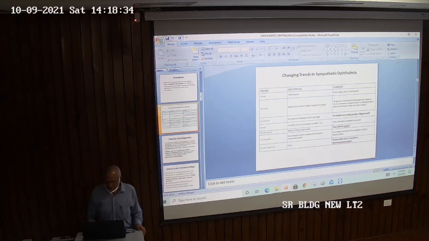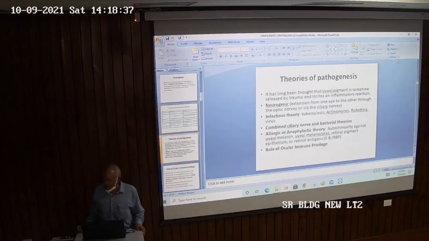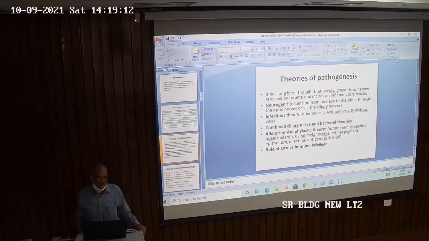That is important, so we can compare this. Regarding theories, once this comes, we can ask what the etiopathogenesis is and why it occurs. It has long been thought that uveal pigment is somehow released by trauma and incites an inflammatory reaction. This is the widely accepted theory. Suppose the injury is a gunshot or other trauma, and the dangerous area is the ciliary body. When the injury occurs, the uveal pigment comes out and causes an inflammatory reaction. That is the important theory.